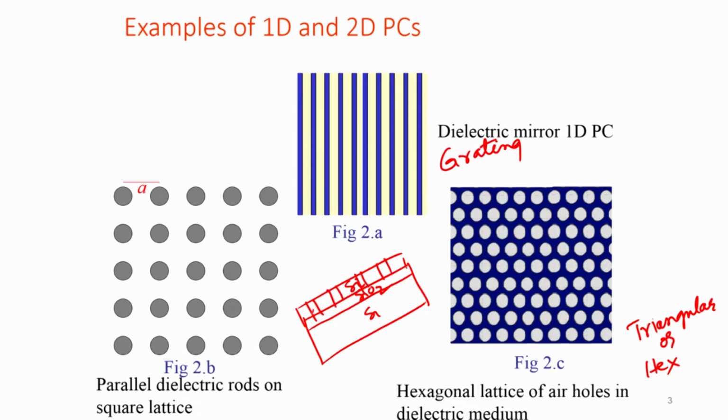So, if you remove the material in this region, it can be called a hole configuration, holes in silicon configuration. If you remove the other material, for example, if you remove these materials, you come up with a dielectric rods configuration. So, this is a square lattice of rods, and this is a hexagonal lattice of holes.